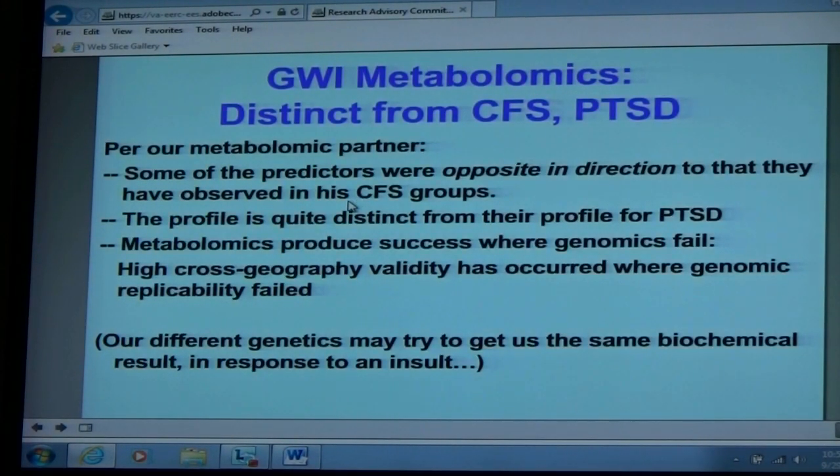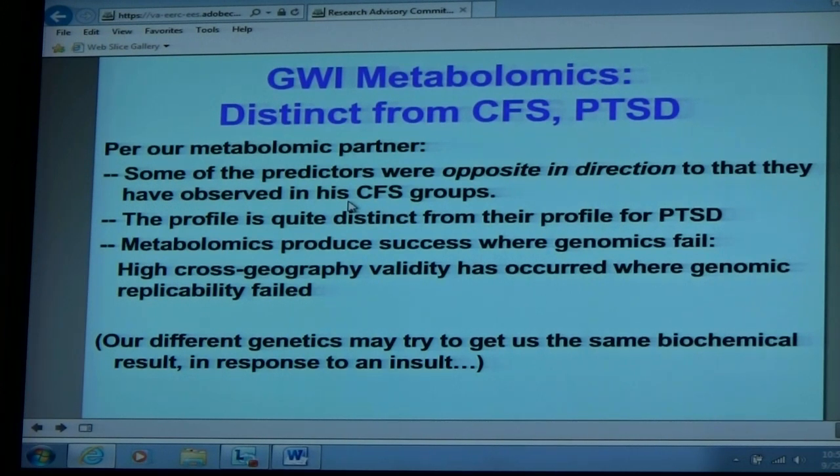And I don't have data for this. This is just what was shared with me by our collaborator, and I emailed him to try to get some data, but I have to say my mother's had some very serious health issues lately, so this kind of happened late, and I didn't get back a response. And I don't know if that's because he's not comfortable sharing his proprietary data, or if he just didn't see the email in time. But according to Dr. Navio, who has also done metabolomics in chronic fatigue syndrome and post-traumatic stress disorder, some of the metabolomic predictors were actually opposite in direction to those that he observed in his chronic fatigue syndrome group, and the metabolomic profile is quite distinct from the profile observed for post-traumatic stress disorder.